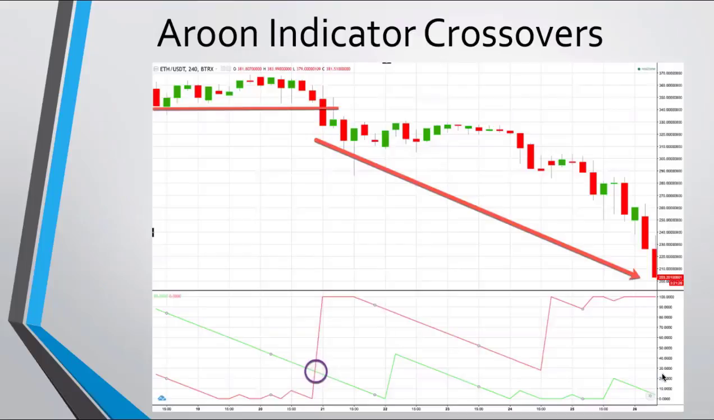So let's take a look at an example. Here you have some sideways price action. You can see a nice little base on this chart right here of Ethereum. And then you've got a crossover. The red crosses over the green right there, and you see a breakout in an ensuing downtrend.